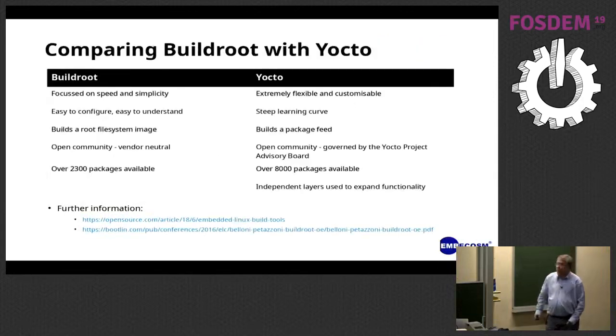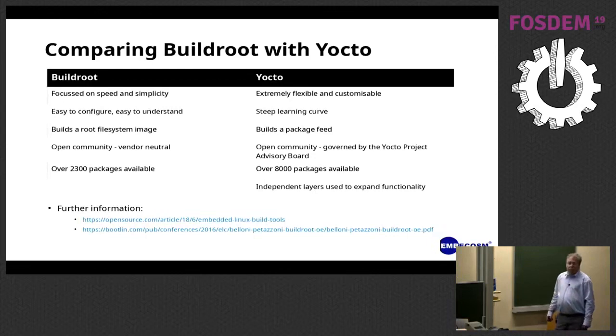Okay, a comparison between Buildroot and Yocto. I've worked with both systems, and they really do offer different things. Buildroot is particularly focused on speed and simplicity, to build cut-down systems and be quick and easy to use. Therefore, it's quite easy to understand and work with and expand as you need.